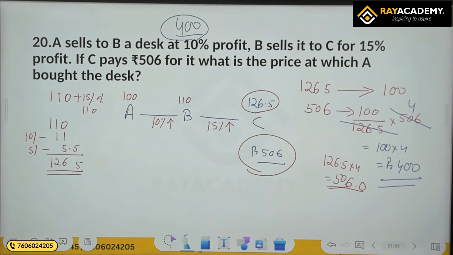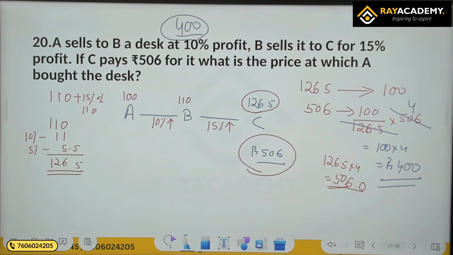Now you see above the line I have assumed a value. So A's cost price is 100, and B's cost price will be 110, because of the 10% increase. B's cost price is 110, and C's will be 110 plus 15% of 110. We add 10%, then 5%. So you are getting 126.5.